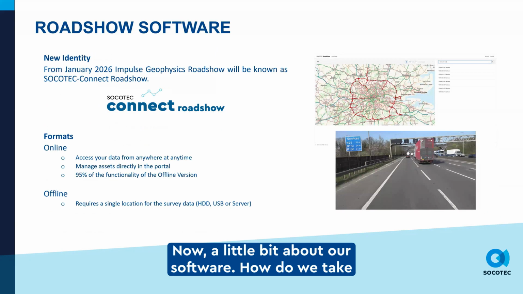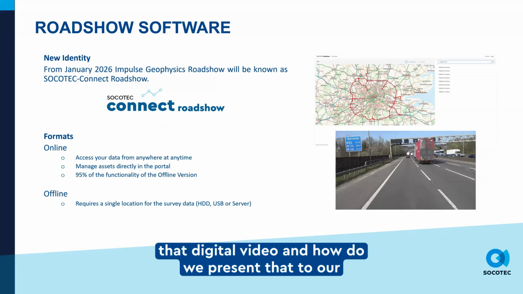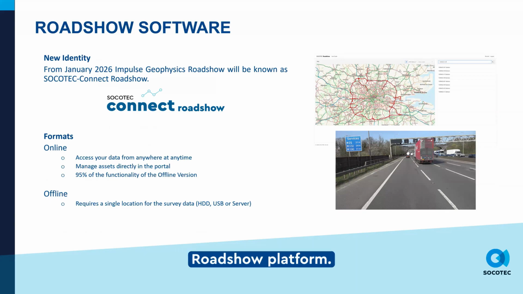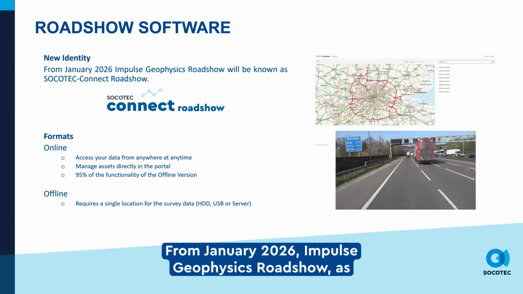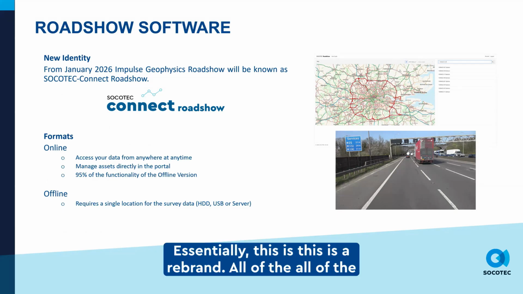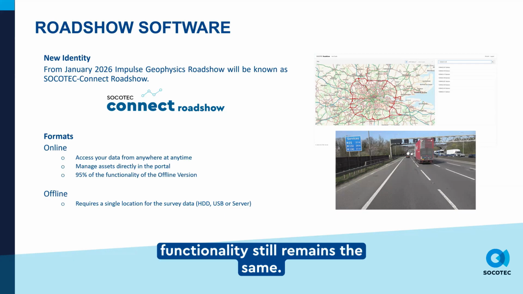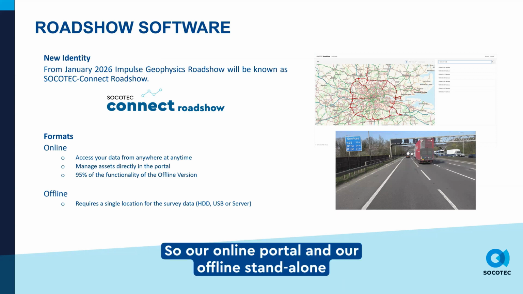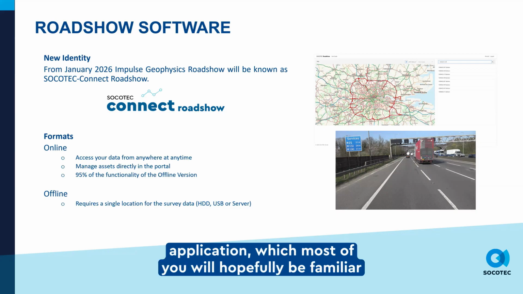Now, a little bit about our software. How do we take that digital video and present that to our clients? Some of you may have been familiar with the Roadshow platform. From January 2026, Impulse Geophysics Roadshow, as you know it, is now known as Socotec Connect Roadshow. Essentially, this is a rebrand. All of the functionality still remains the same, and the software is now available in two major formats: our online portal and our offline standalone application, which most of you will hopefully be familiar with.